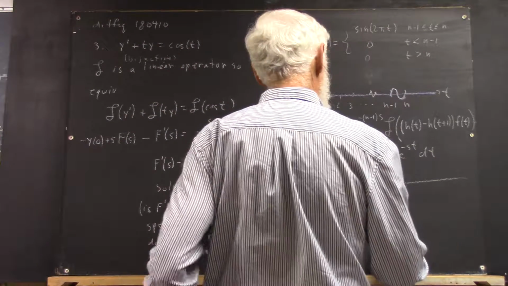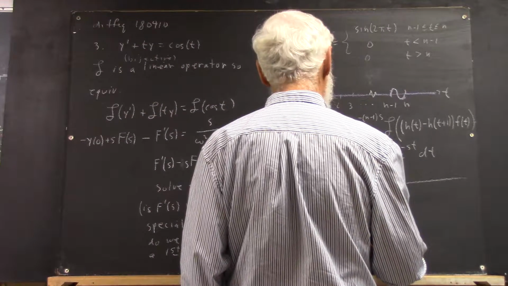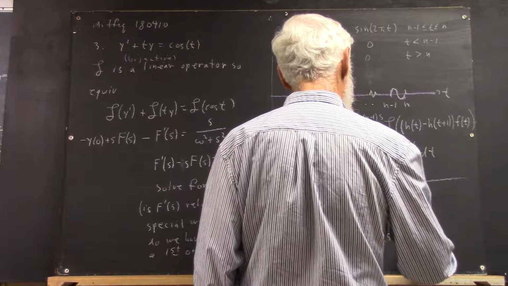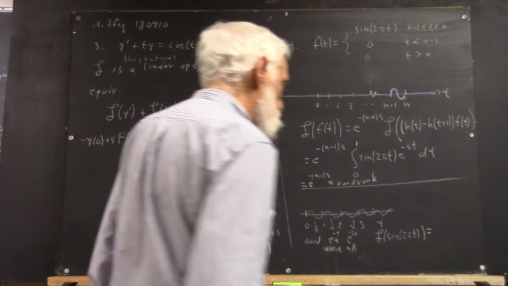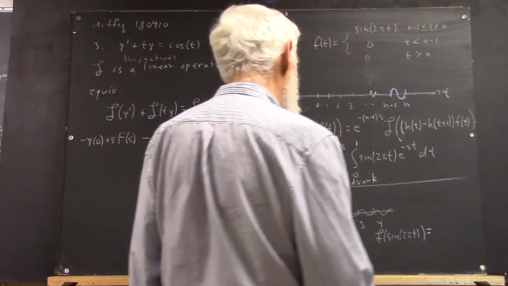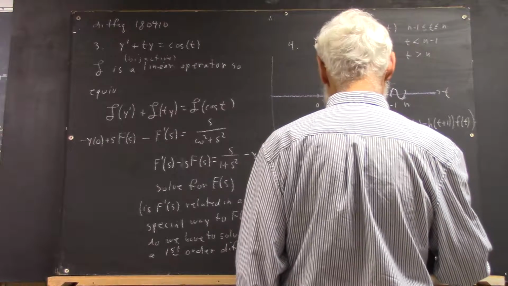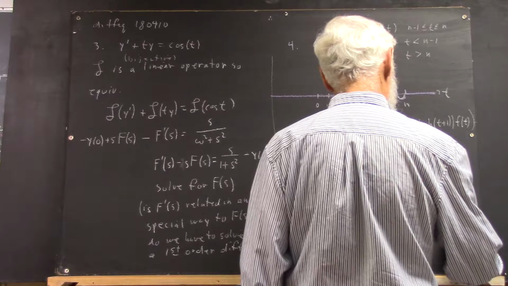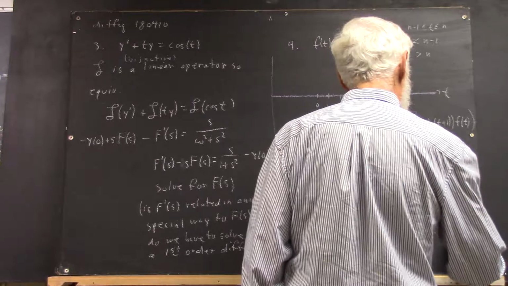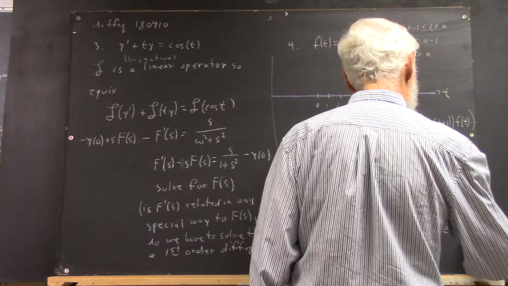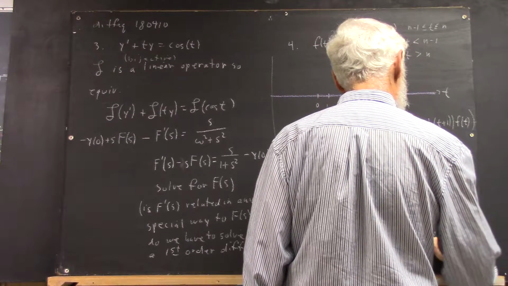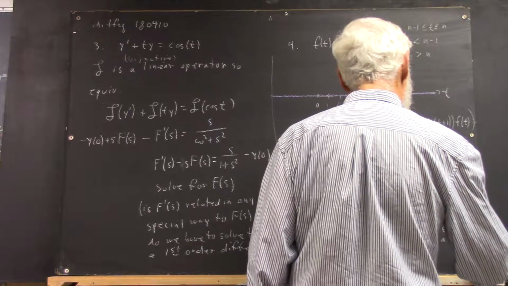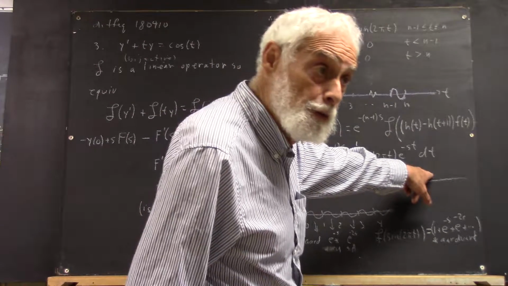So what you get is the Laplace transform of sine of 2 pi t is the sum, well, let's just write it this way. It's 1 plus e to the negative s plus e to the negative 2s and so on, times aardvark. Aardvark just being this integral, which you can easily do.